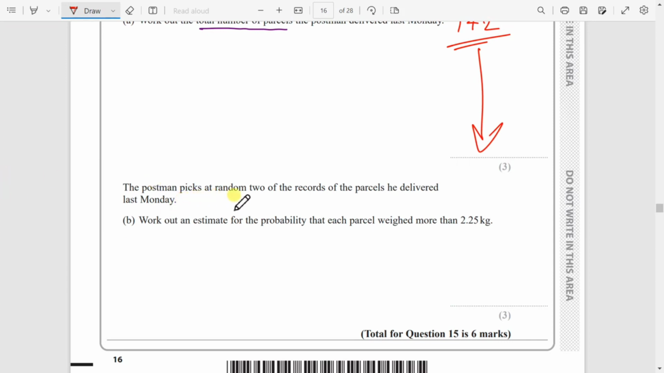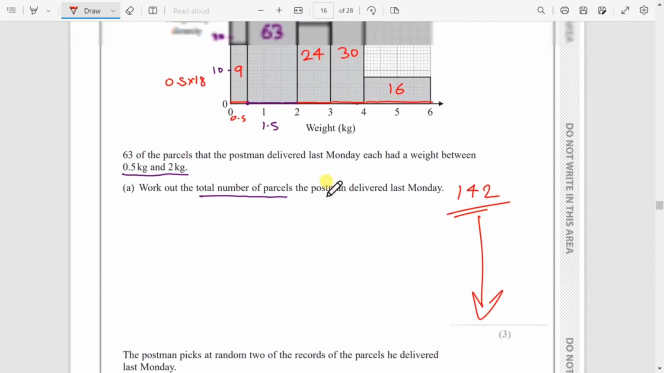Now, the postman picks at random 2 of the records. Okay, 2 of the records, interesting, of the parcels delivered. Usually, most questions only pick at random 1 item. This is interesting. Work out an estimate for the probability that each parcel weighed more than 2.25 kg. Very decimalized number, 2.25 kg.